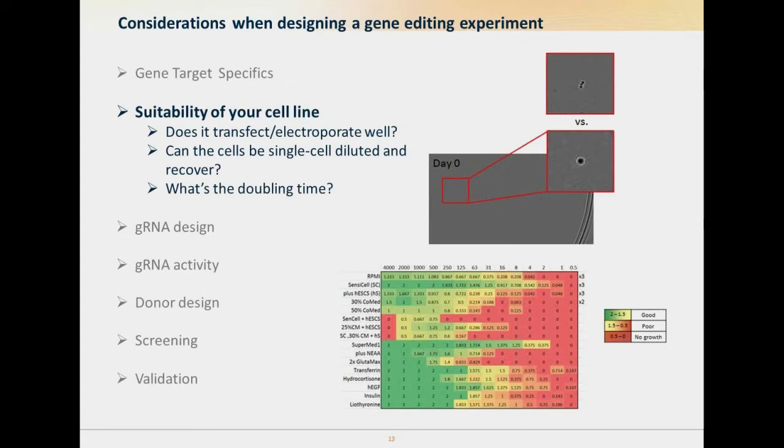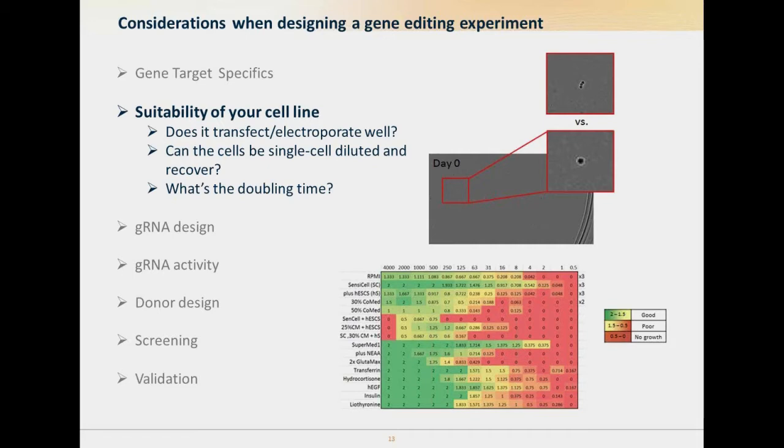So the second category, and this is probably the one that causes us the most trouble here at Horizon, is the suitability of the cell line that you're using. So first off, you need to get the DNA into the cell. So does your cell line transfect or electroporate well? You need to know that. The biggie is, can you single cell dilute your cell line and have it come back at reasonable growth levels? This probably trips up more experiments than anything else in this whole list that we'll talk about today.